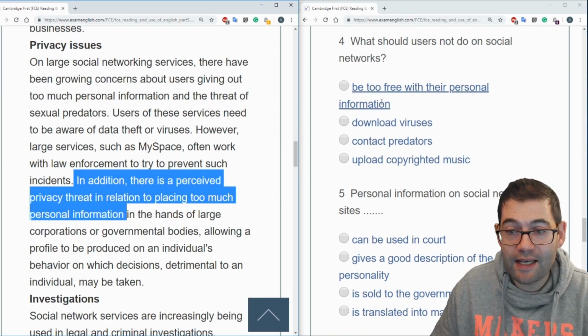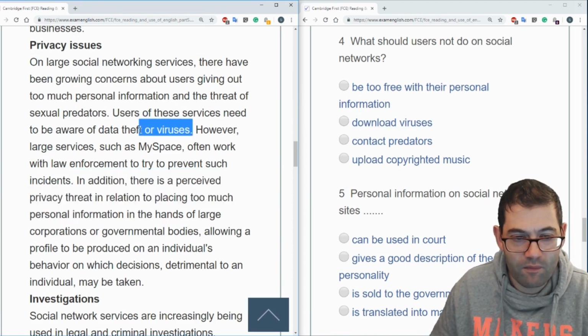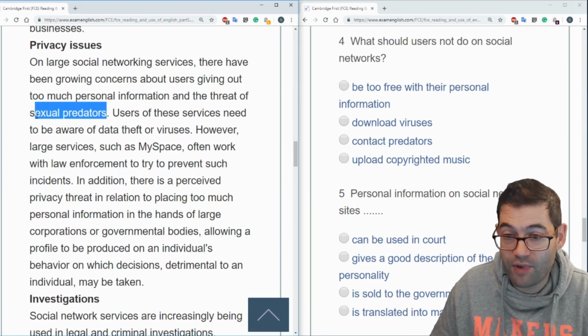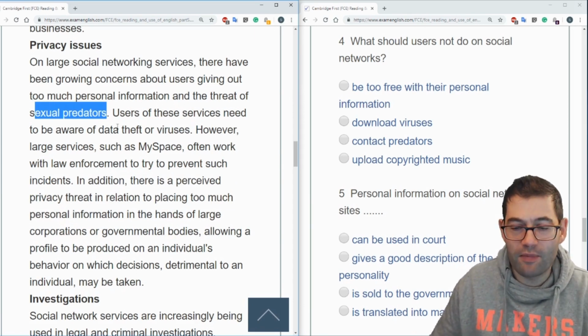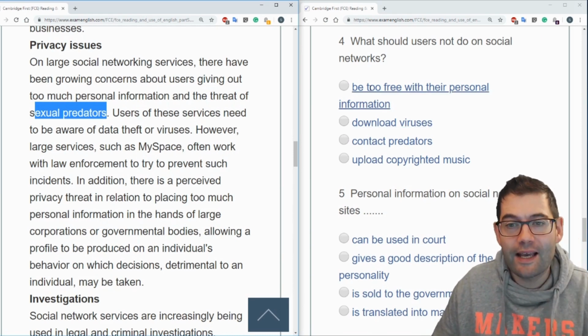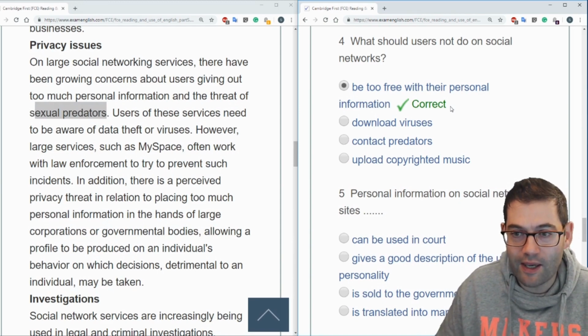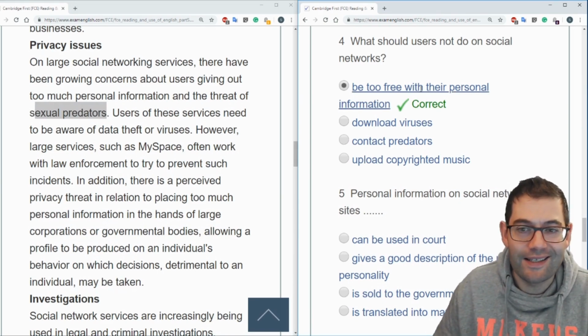So the answer here, it does mention viruses in as far as talking about it here. It does say contact predators and the idea of sexual predators. Nothing here about uploading copywriting music, but the general theme is that if you put on too much information onto the internet, that's where you get into trouble, and that's why this is the answer.